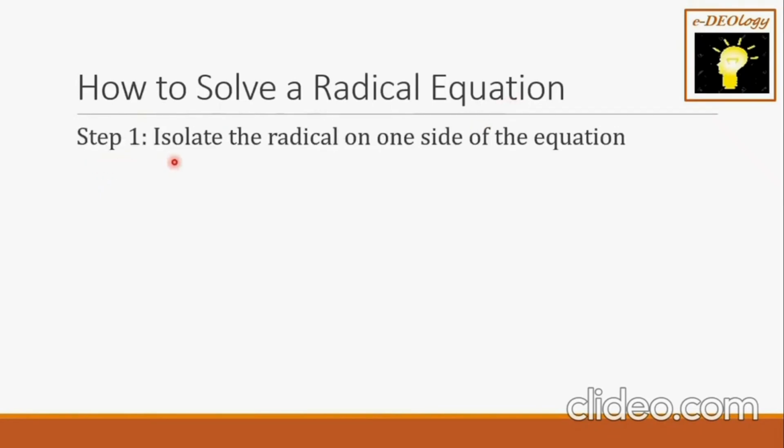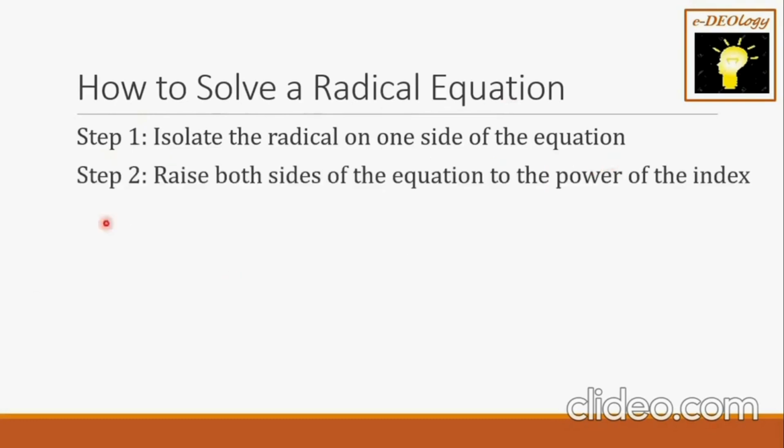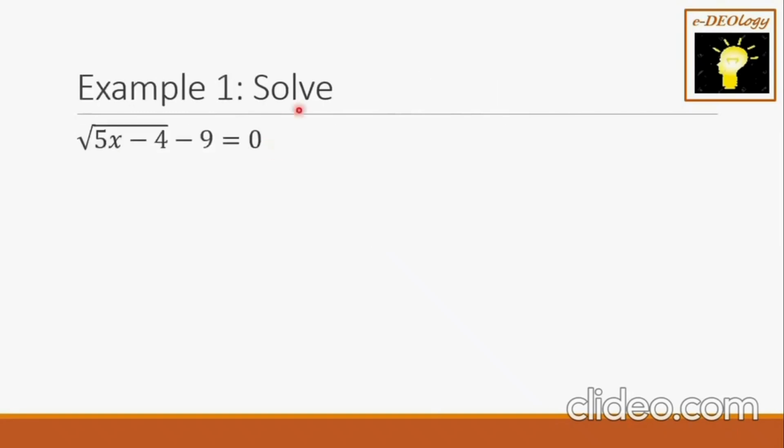Step 1 is isolate the radical on one side of the equation. Step 2, raise both sides of the equation to the power of the index. And step 3, solve the new equation. Let us have example 1. Solve this equation: the square root of the quantity 5x minus 4, and then minus 9 equals 0.